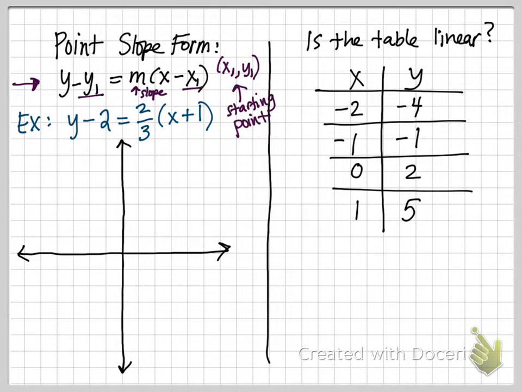So this example in blue, y minus 2 equals 2/3 times x plus 1. That is in point slope form. So we need to find the slope. So the slope is what's in front of the parentheses. So here's our slope. So our slope is 2/3.